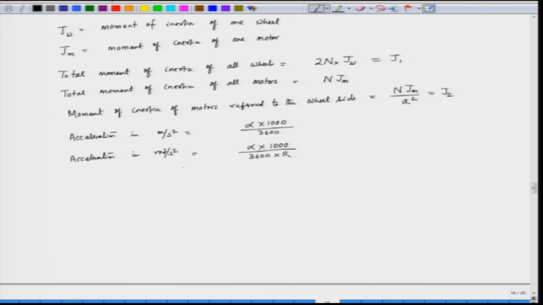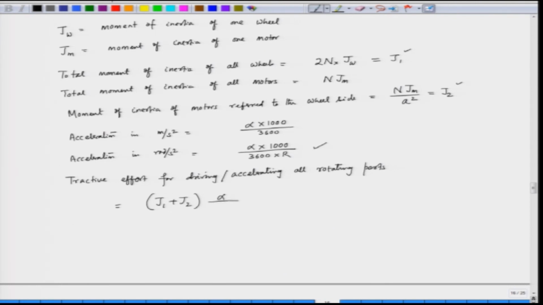So, the tractive effort for driving or accelerating all rotating parts is equal to, we have the moment of inertia given as J1 plus J2, so it is J1 plus J2 into the angular acceleration, and the angular acceleration is alpha into 1000 by 3600 into r, and that is equal to J1 plus J2 into alpha by 3.6 r.